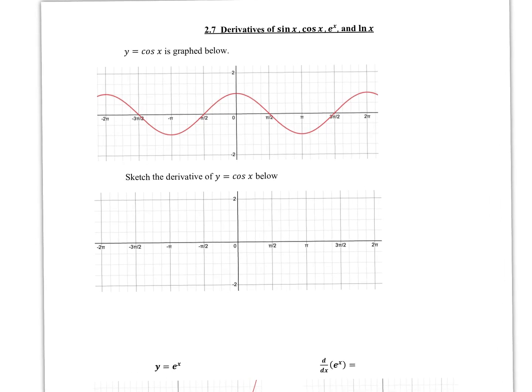As we're looking at 2.7, I said the graph of cosine. Do you guys agree that this is cosine? Yeah, it starts at 1. Anyone remember what the period of sine and cosine is? 2 pi. Love it. I want us to figure out what's the derivative of cosine.